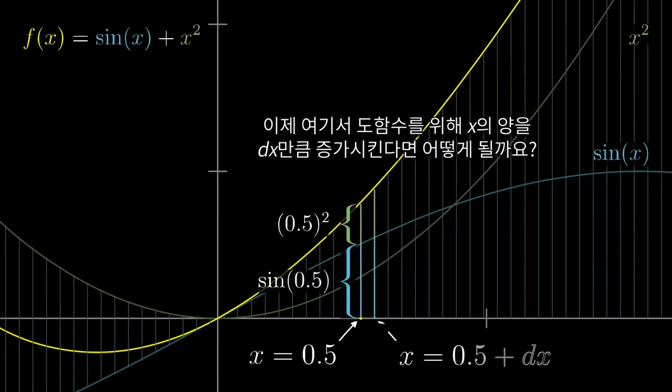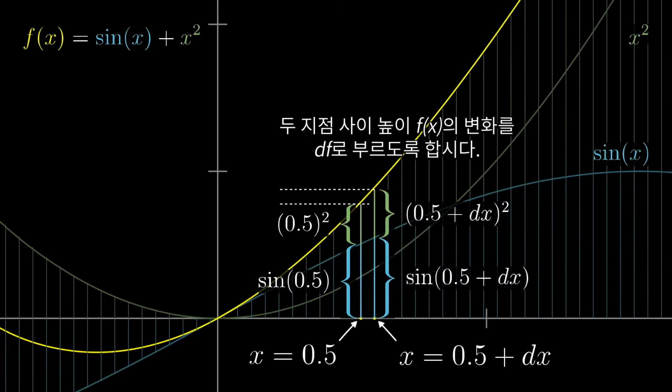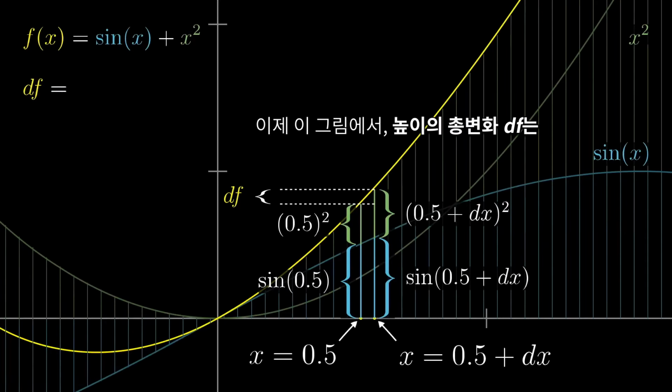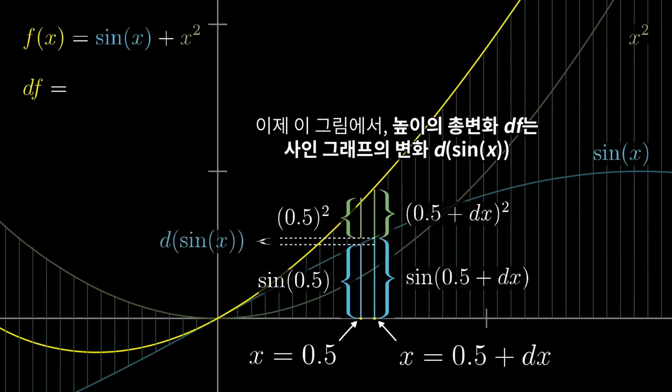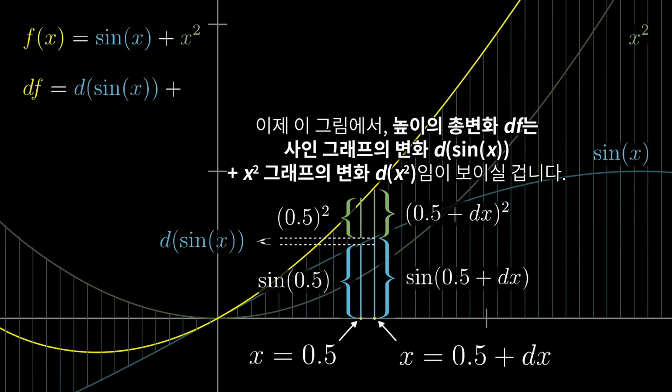Now, for the derivative, you want to ask what happens as you nudge that input slightly, maybe increasing it up to 0.5 plus dx. The difference in the value of f between those two places is what we call df. And when you picture it like this, I think you'll agree that the total change in the height is whatever the change to the sine graph is, what we might call d sine of x, plus whatever the change to x squared is, dx squared.